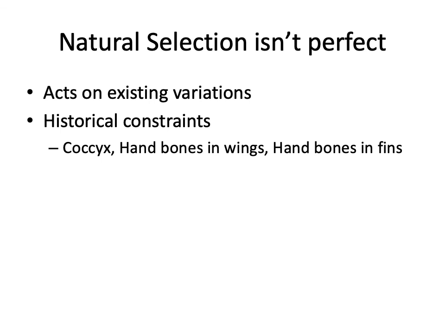The same way with aquatic mammals. The forelimbs of whales and dolphins, they have the same bones in their hands that we do, because their ancestors had those same bones, same as our ancestors. So natural selection can only work with what's there. And sometimes compromises are made.